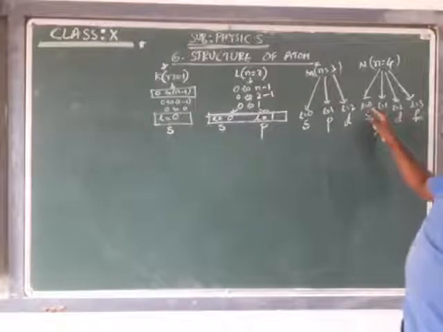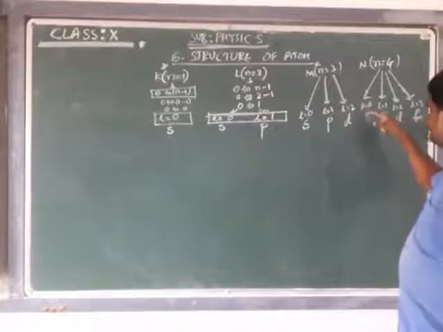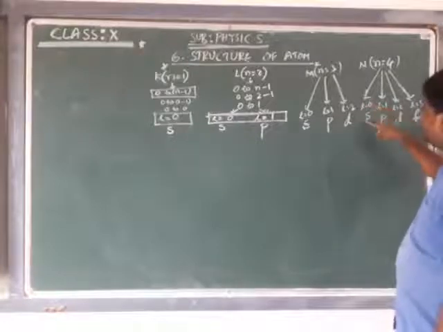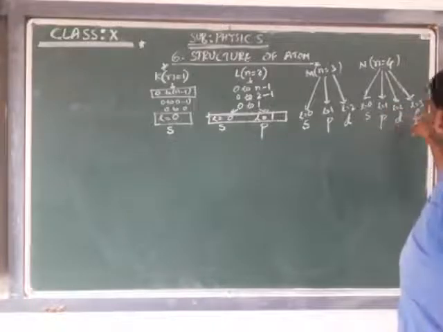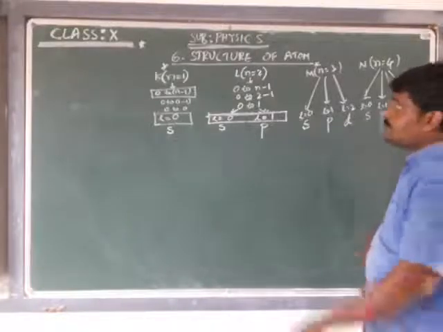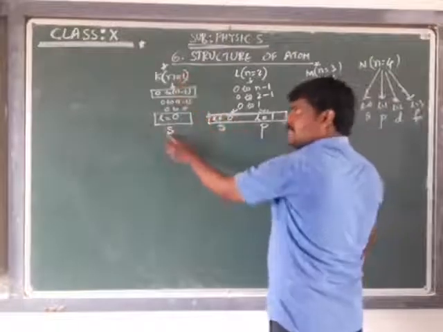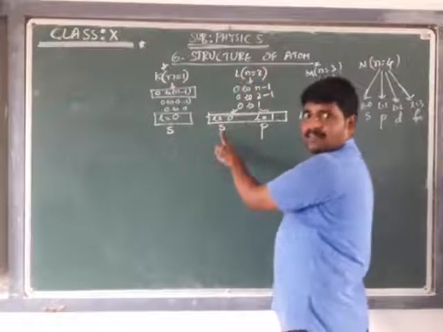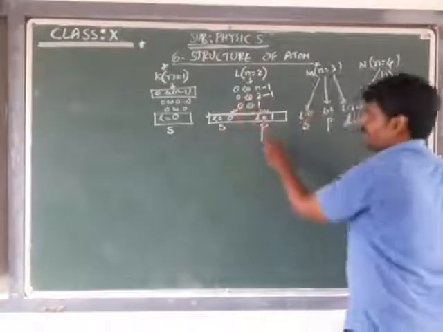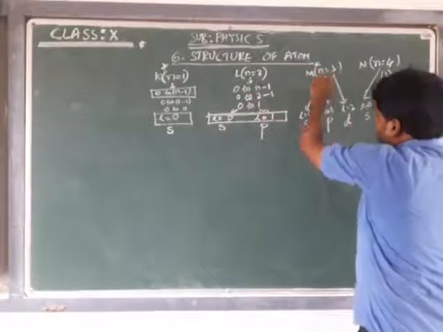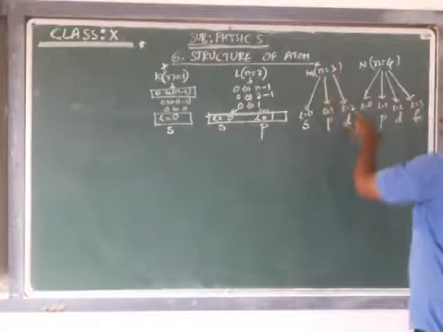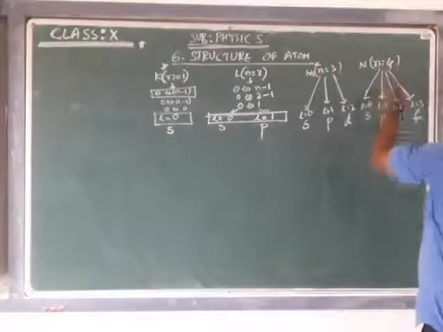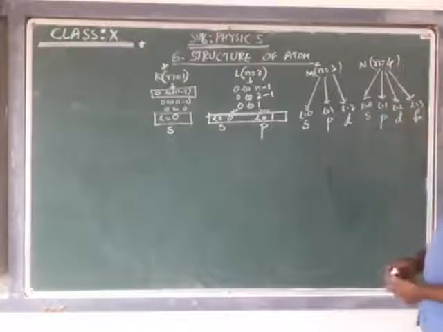Keep in mind, the L value, the angular momentum quantum number, will start from 0. If L is equal to 0, that is S. If L is equal to 1, that is P. L is equal to 2, that is D. L is equal to 3, that is F. That means the K shell contains 1 subshell, the S subshell. The L shell has 2 subshells, the S subshell and the P subshell. The M shell has 1 S subshell, 1 P subshell and 1 D subshell. The N shell has 1 S subshell, 1 P subshell, 1 D subshell and 1 F subshell.